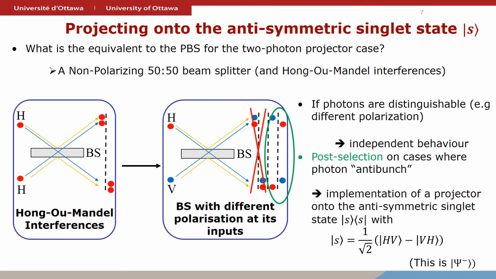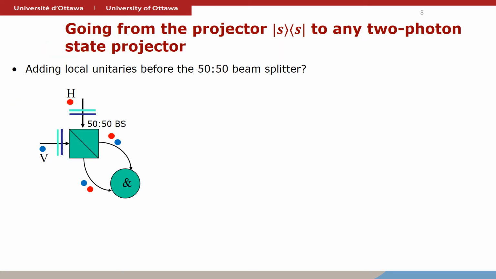If we post-select on the cases where the photons have anti-bunched, which means that they have left the system from different ports, then we are implementing a projection onto the anti-symmetric singlet state S, which has the following expression: 1/2 (HV minus VH). We can note that the singlet state S is also the state psi minus, one of the four Bell states.